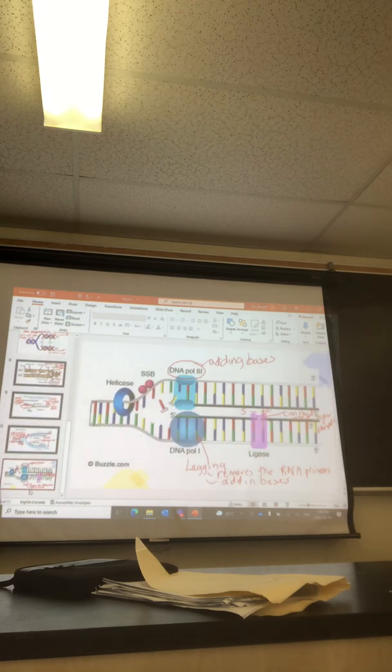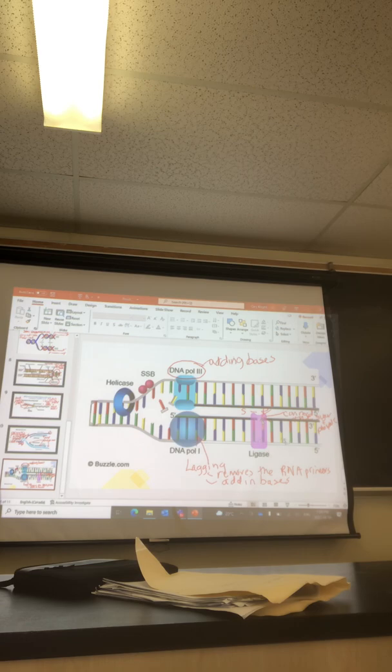Final thing is, you have your DNA polymerase 1 that removes the RNA primers and adds in bases that are missing on the discontinuous strand. And then the last step was the ligase. So the ligase, can you tell what's happening here again, based just on this picture? Isn't it just filling in the gaps between the fragments?